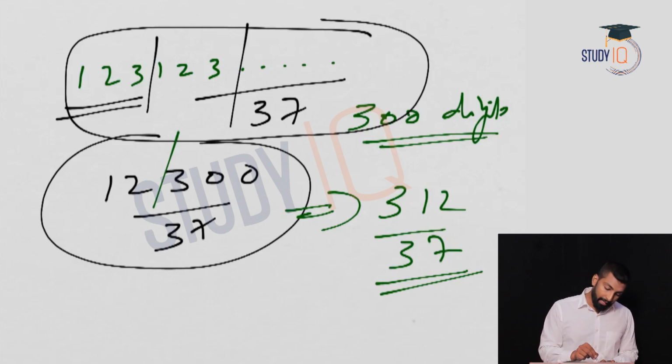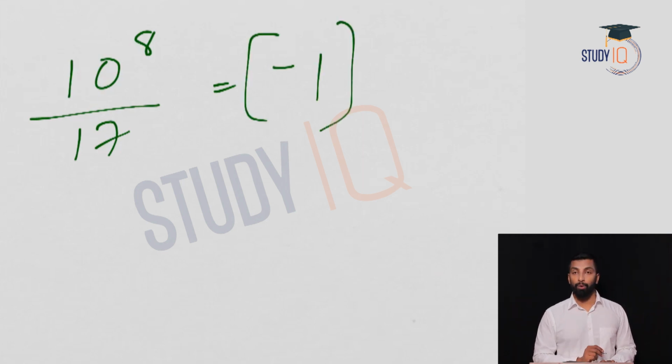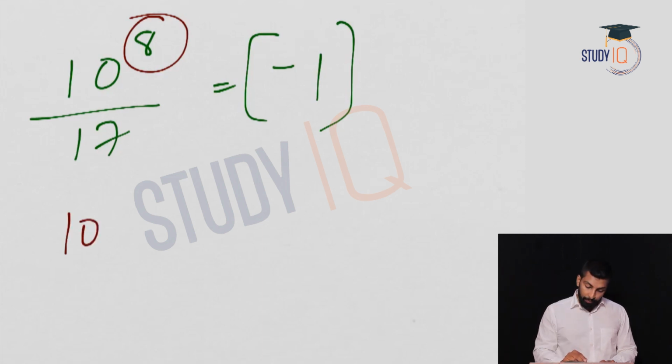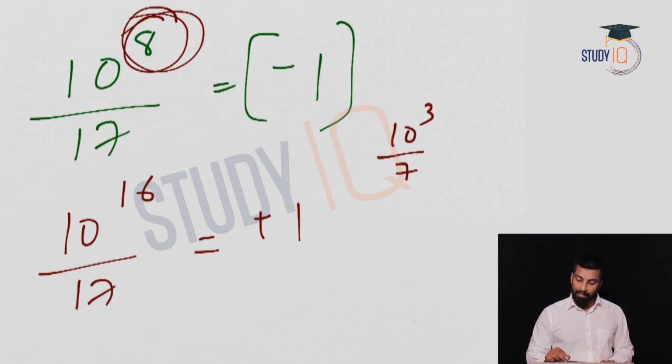Okay. Now let me discuss 17. In case of 17, the rule is 10 raised to 8 by 17 will give you minus 1. So based on this only you are going to make the rule. If it is 10 raised to 8, it means you need to group into groups of 8. 10 raised to 8 by 17 is giving minus 1, which means 10 raised to 16 by 17 will give you plus 1. Now the next multiple of 8, that is 24, by 17 will give you minus 1. Then plus 1, minus 1, plus 1. So you understood you need to group into groups of 8, and you need to put plus minus. Earlier, in case of 7, 10 raised to 3 by 7 was minus 1.